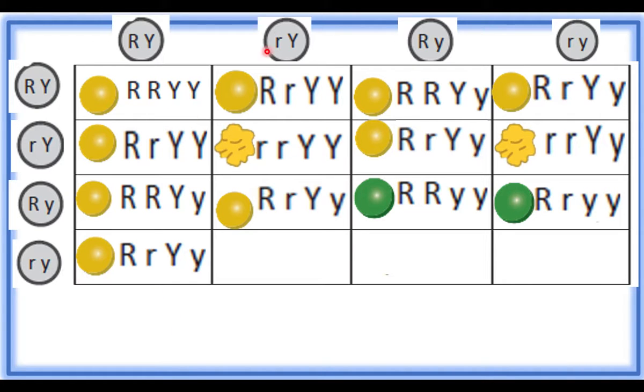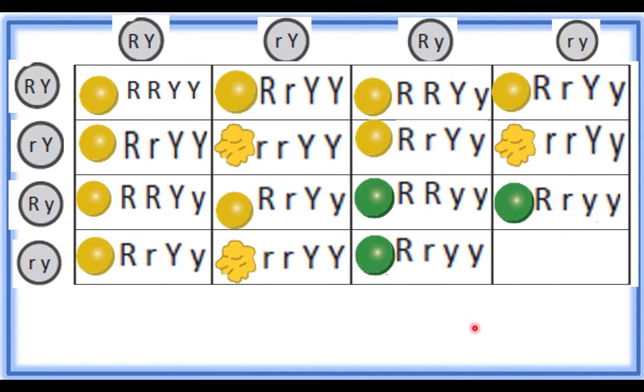Small r, capital Y, small y. Small r, capital Y, small y. Small r, wrinkle, capital Y, yellow. So it should be wrinkle yellow. Here's next one, small r, capital R, small y, small y. Small y is green. Capital R round, small y green. So round green.